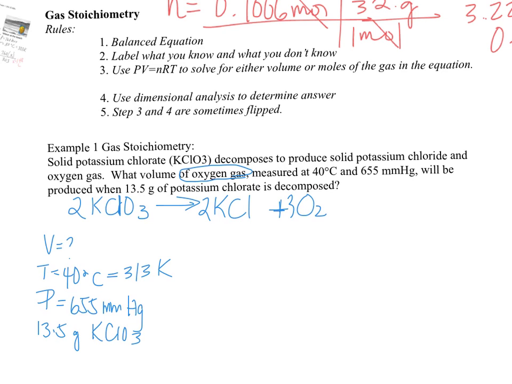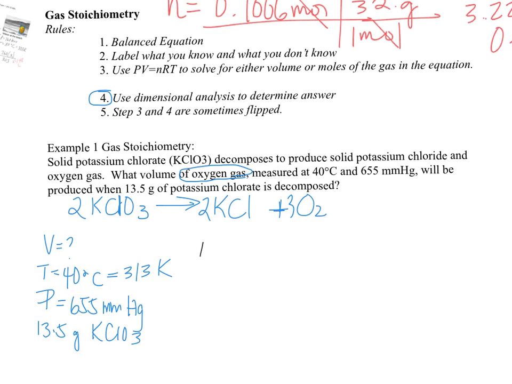So we're solving for volume, so we need moles of oxygen. But I don't know my oxygen. I only know my potassium chlorate. So in this case, I'm actually going to have to start and use number 4 first. I'm going to have to use some dimensional analysis because I can't solve the problem until I know moles of oxygen gas.